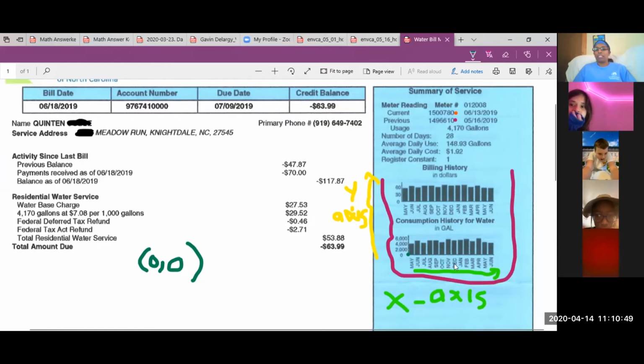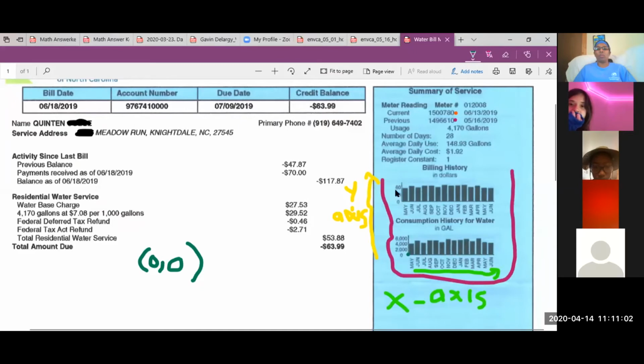The x-axis right here is the months. The top graph, the x-axis is the number of months, but the y-axis has some different information. This information is called in dollars. This is how much money it costs for the water.